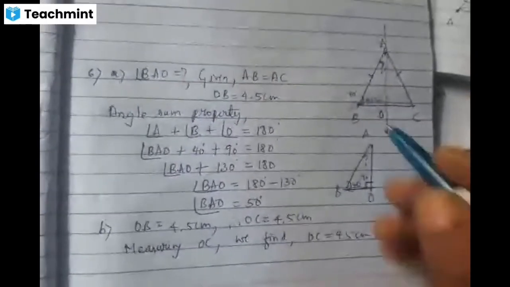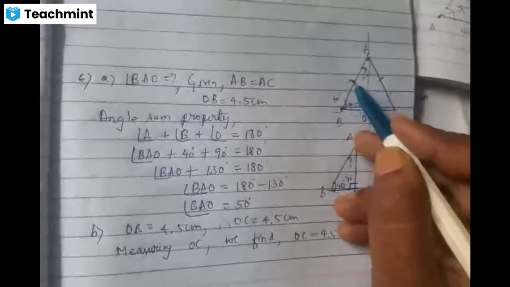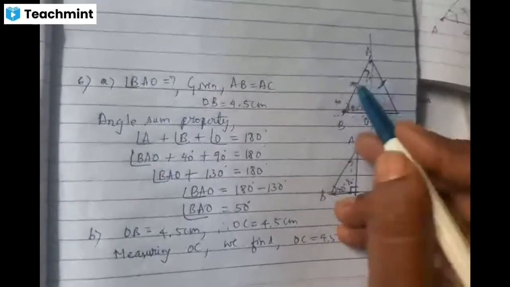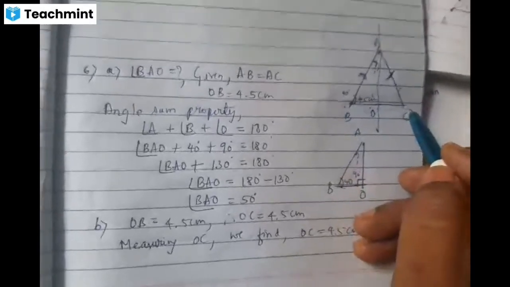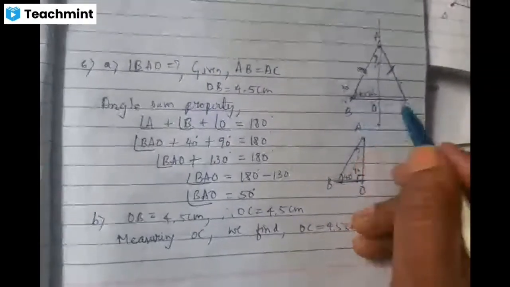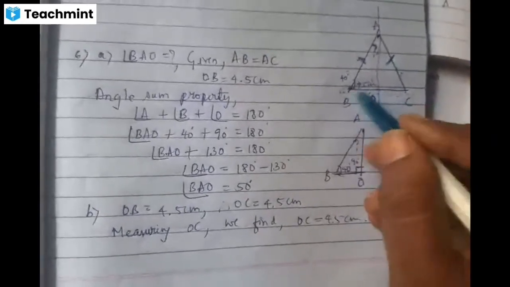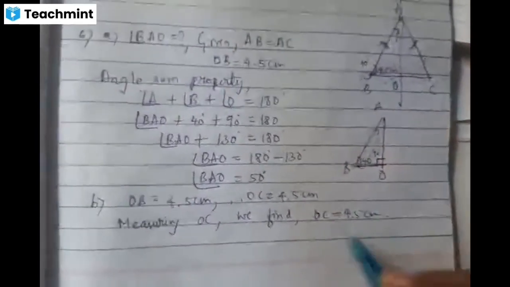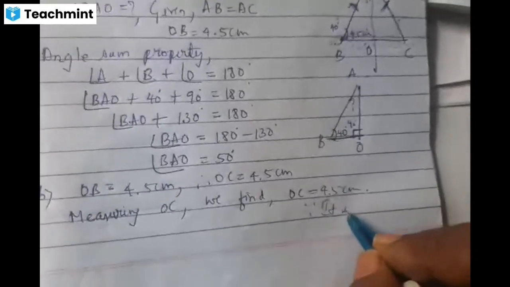And you can also give the reason as this is an isosceles triangle, children. If any two sides are equal, the base angles are also equal. And when the line of symmetry is drawn, each part is also equal. You can give the reason that the triangle is an isosceles triangle.